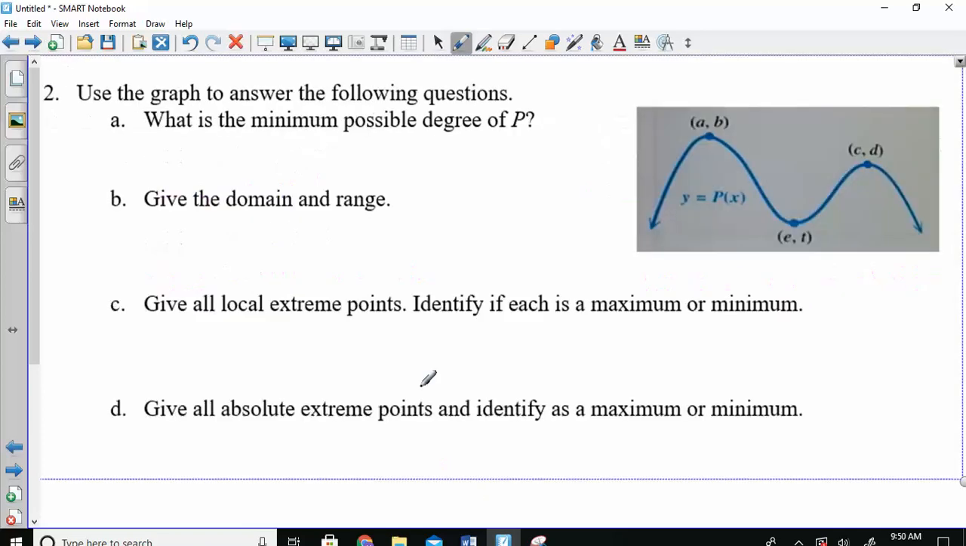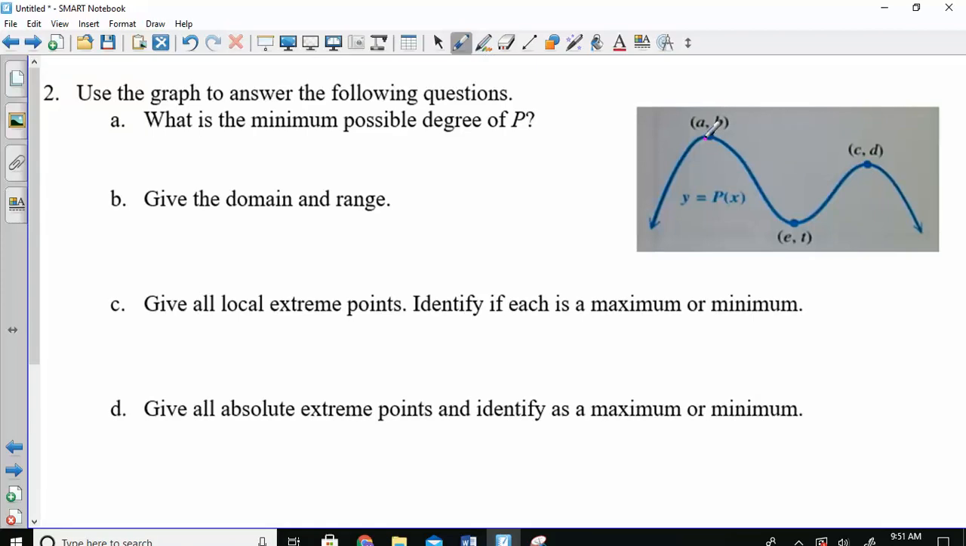In 4.2, we talked about some of the properties of the graphs. We had a question kind of like this on our last quiz. The minimum possible degree. 4. How'd you get it? 3 curves. Yeah, it's always one more than the number of turning points, so we changed direction 3 times. Or you could think, I didn't put an x-axis here, but if I drew an x-axis, I could draw one that hit this 4 times, so it has to be at least degree 4. Domain.